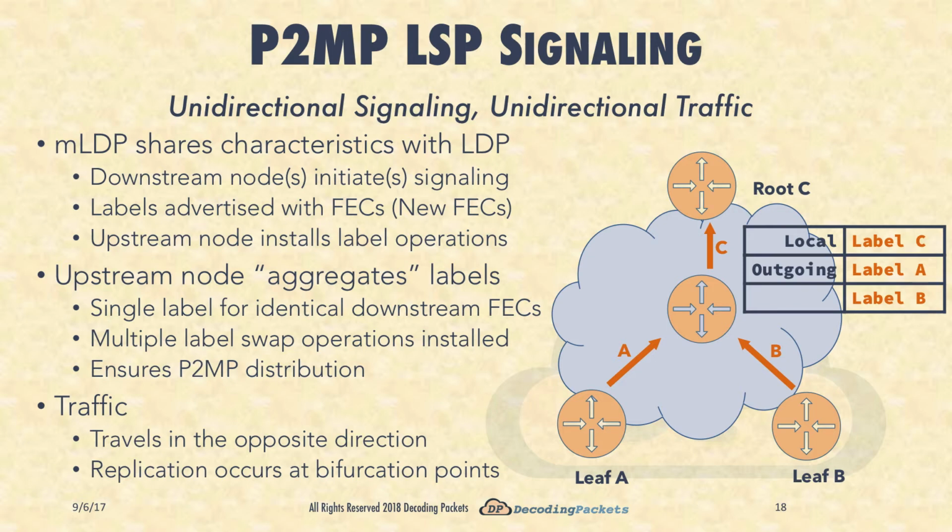Now, as for the data plane, the traffic on point-to-multipoint LSP will travel in the opposite direction from the root towards the leaves. So at every bifurcation point, the responsible LSR, which happens to be the middle LSR in our case, will replicate the packets, perform the correct label swap according to its LFIB, and then help the traffic further along to the leaves. So now that we know the basics about point-to-multipoint signaling, it is time to discuss the finer details.